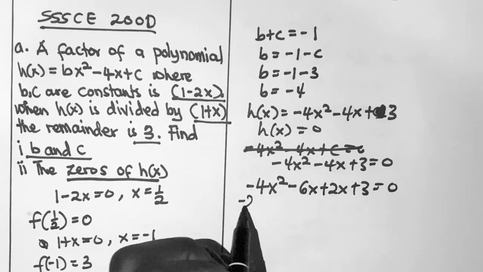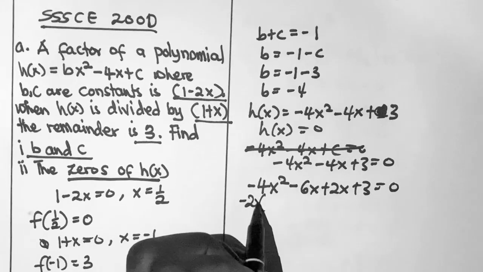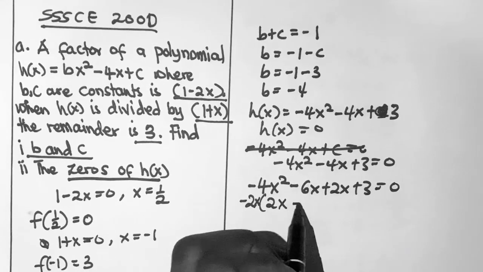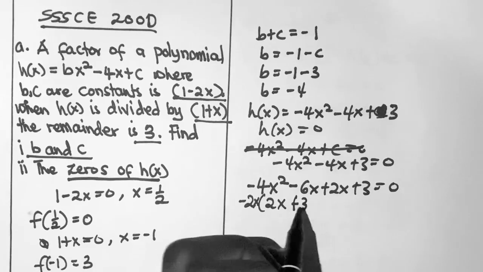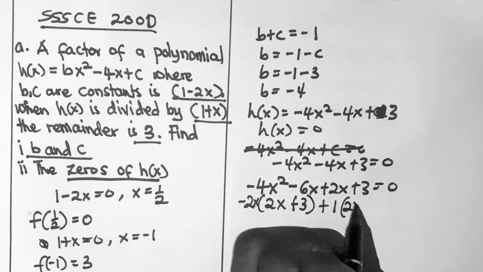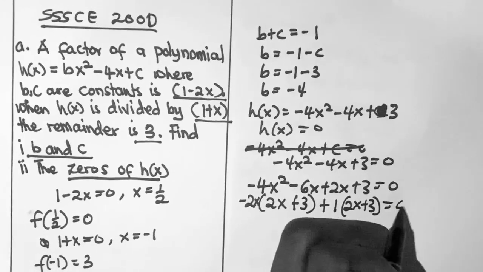So let's factorize minus 2 from here. We are left with minus 2x from here. We are left with 2x, then minus 3. Sorry, plus 3. Then plus, let's factorize 1 here. We are left with 2x plus 3 equals 0.